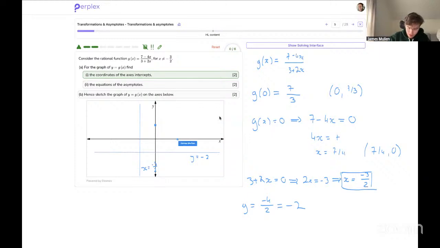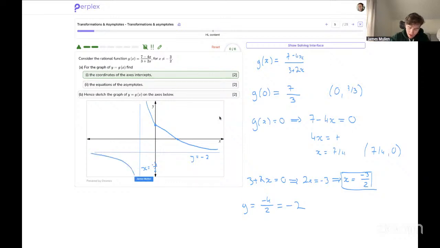Okay? That means I know that on this side it's going to be positive. So I can draw this, getting closer to my asymptote. And on the other side, it's going to have the opposite sign, right? Because 3 plus 2x changes sign here. And 7 minus 4x changes sign here. So on this side, it's going to be over here.